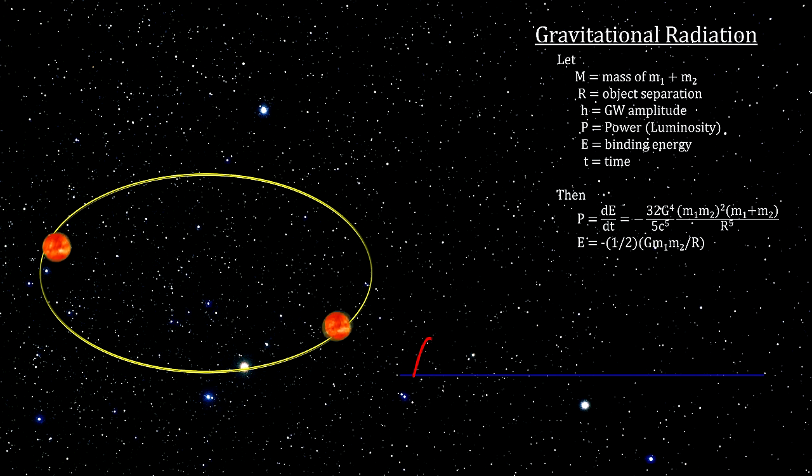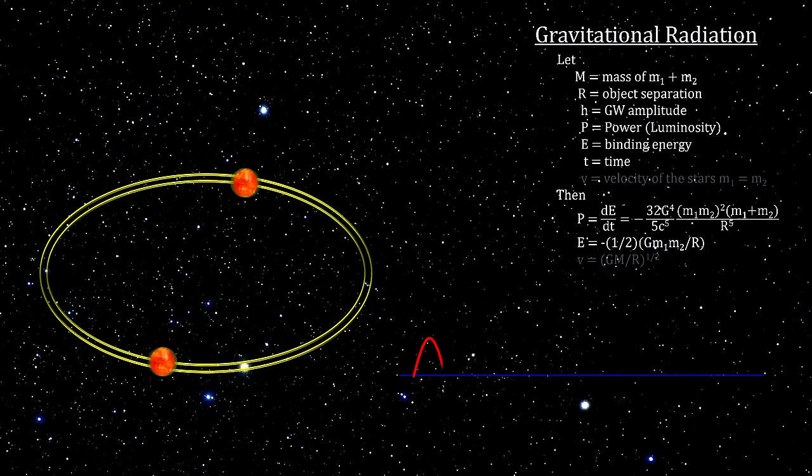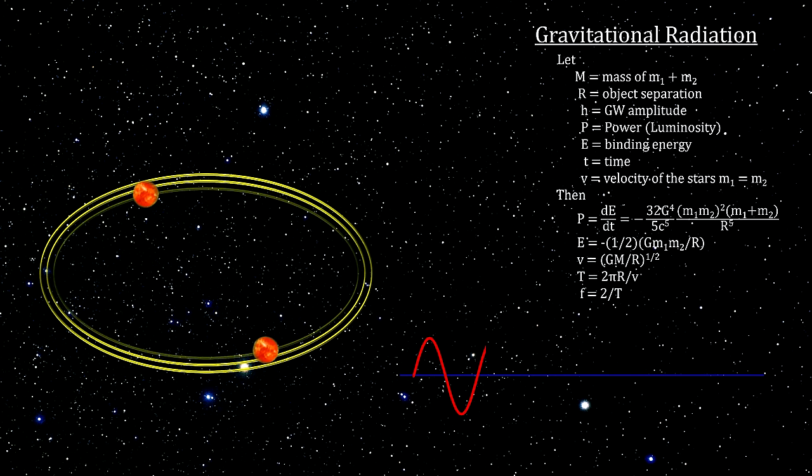This has the effect of reducing the distance between the two objects. This, in turn, increases their velocity. A shorter circumference and faster velocity reduces the time it takes for a full orbit, and therefore increases the frequency of rotation, and therefore the frequency of the gravitational wave.